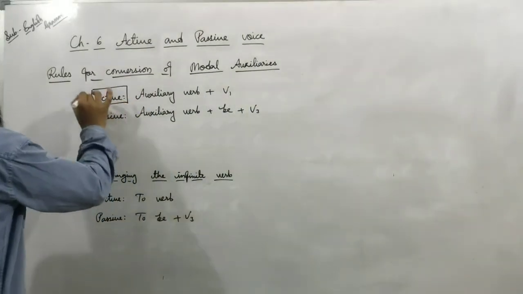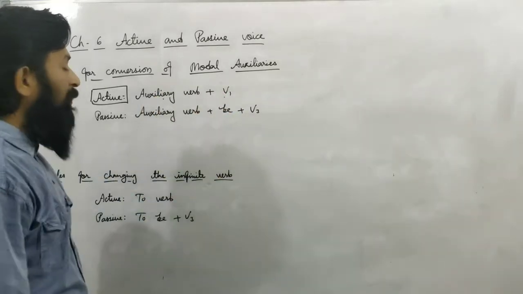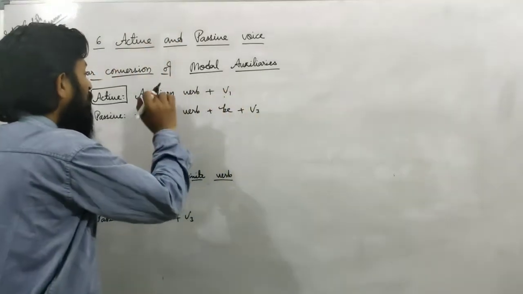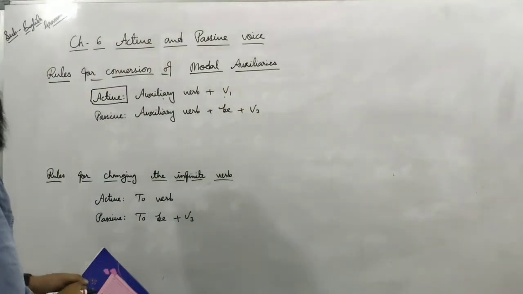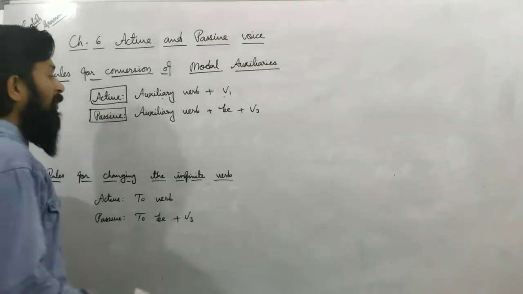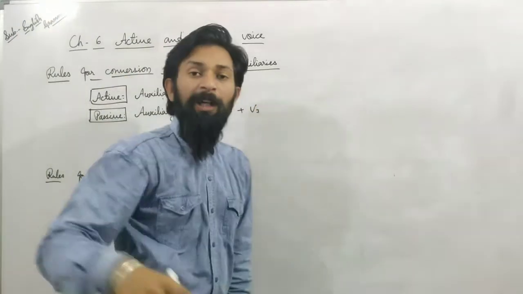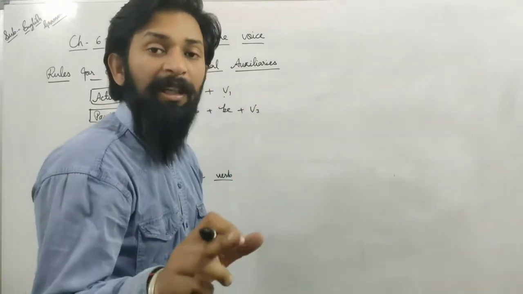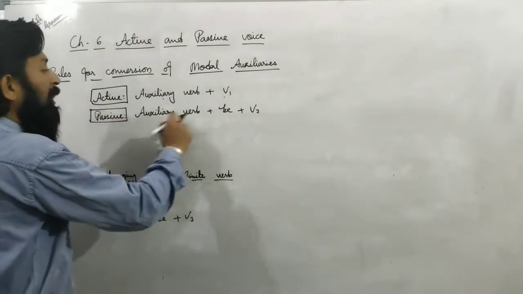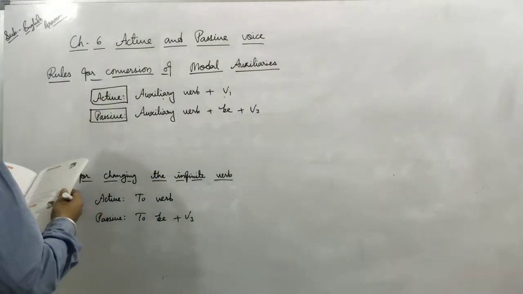Dear students, if in an active voice, auxiliary verb plus verb first form is given, mostly with an auxiliary verb we have to use verb first form, then when constructing passive voice, you have to use auxiliary verb plus be plus verb third form. We know that whenever we construct a passive voice sentence, we have to use verb third form, but with the auxiliary verb we also have to use the word be. One example is given here in your textbook.